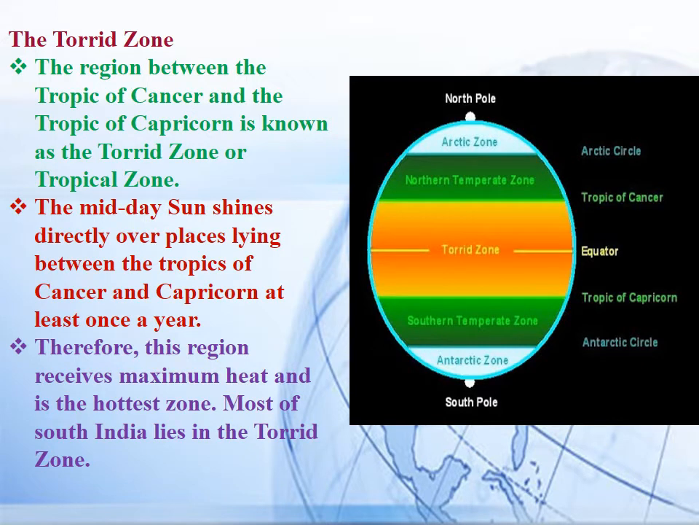The torrid zone. The region between the Tropic of Cancer and the Tropic of Capricorn is known as the torrid zone or tropical zone. The midday sun shines directly over places lying between the Tropics of Cancer and Capricorn at least once a year. Therefore, this region receives maximum heat and is the hottest zone. Most of South India lies in the torrid zone.